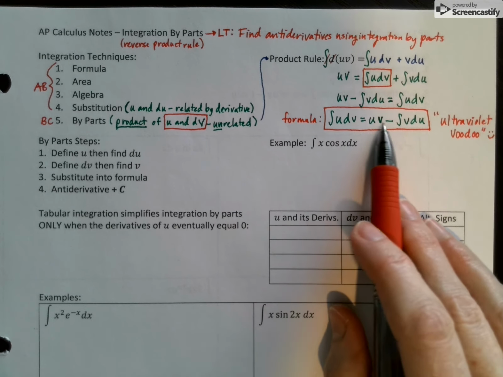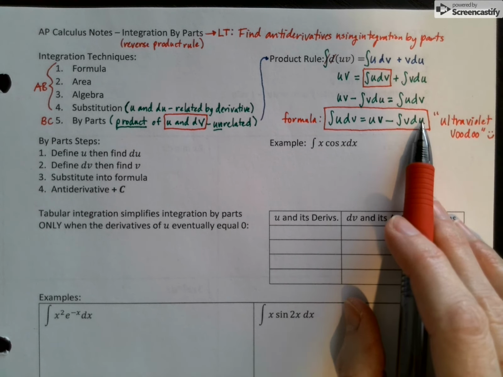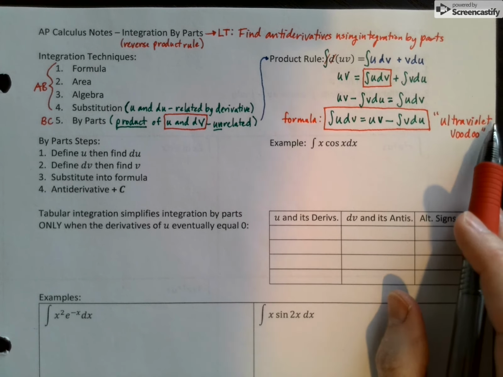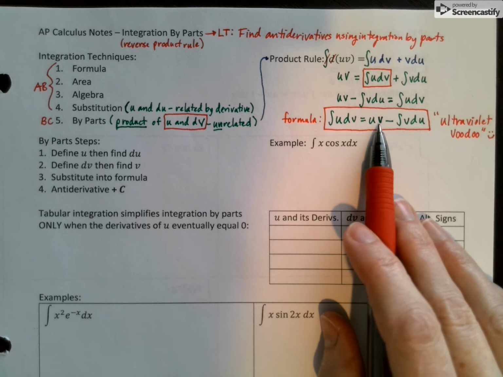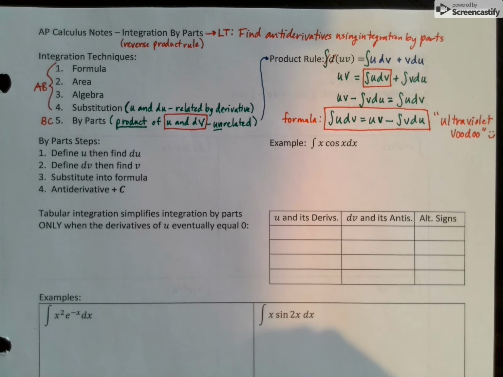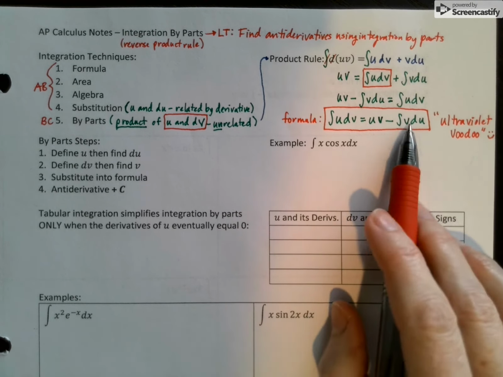And also, this is not the easiest formula to remember. So when I learned calculus a long time ago, my teacher gave us a little memory trick. So this formula is ultraviolet voodoo. And I think that's probably the best thing you can come up with to remember how those letters go. And just remember that the second voodoo has the integral in front of it.